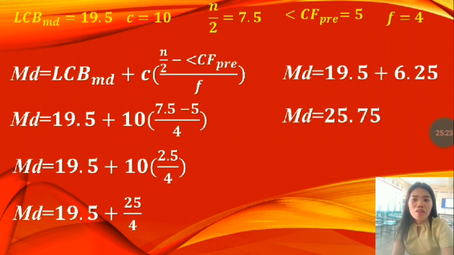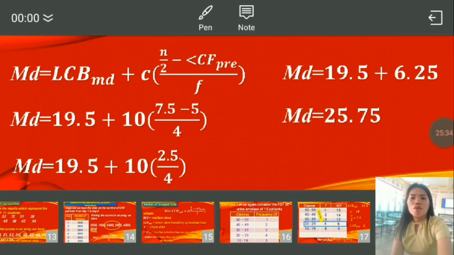Okay. So I hope that solving for the median for the grouped data is clear. So that is the process on how to solve the median in a frequency distribution table. Okay, let's proceed.